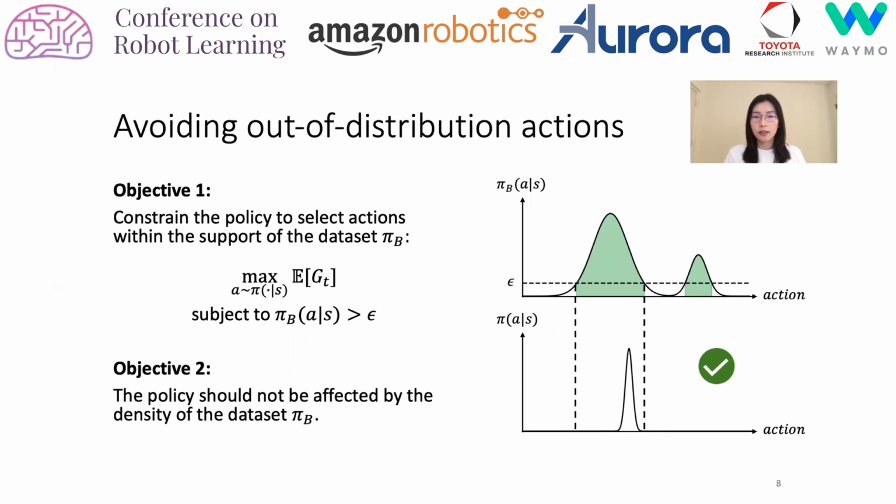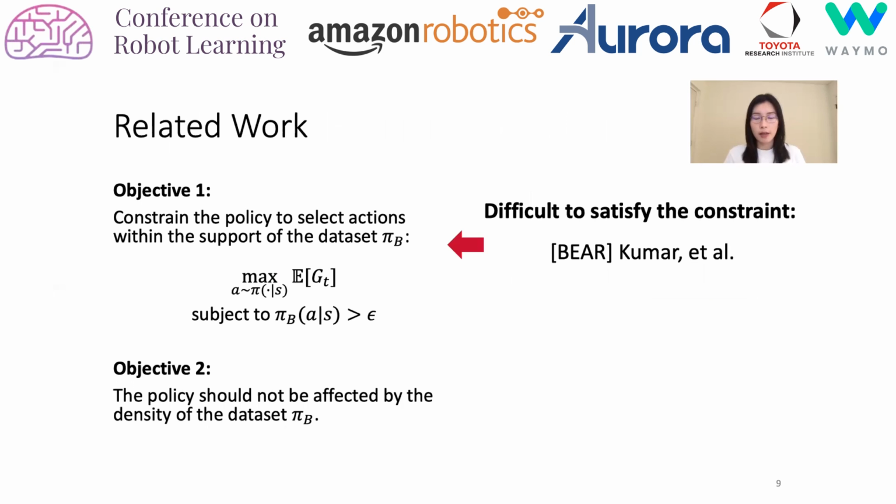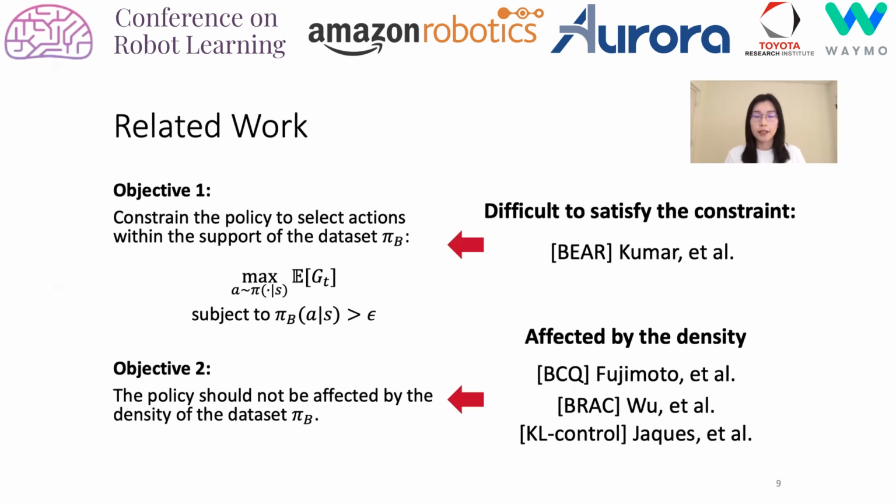On the other hand, the constraint cannot be overly restrictive. The policy should not be affected by the density of the dataset pi_b. In this example, the policy should have the flexibility to choose any action within the green region, even if it deviates from the most probable action of pi_b, or if the shape looks very different. Previous methods are either difficult to satisfy the constraint or affected by the density of the dataset. This motivates our method that meets both of the objectives.